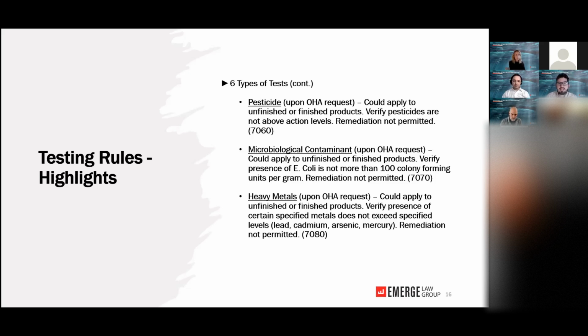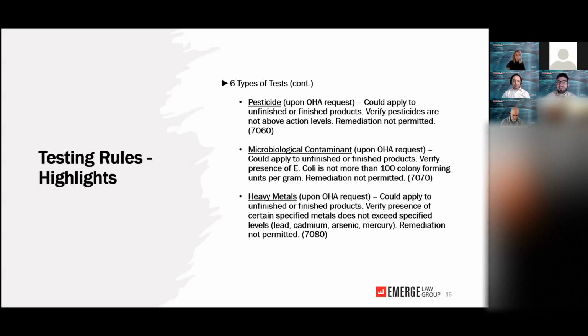The next type of testing is microbiological contaminant, which again is also only required upon request by the OHA, and could be applied to unfinished or finished products. And the point of that testing is to verify that there is not the presence of E. coli over a certain amount. Again, remediation is not permitted. So if you fail a test, you'll have to destroy that test batch.